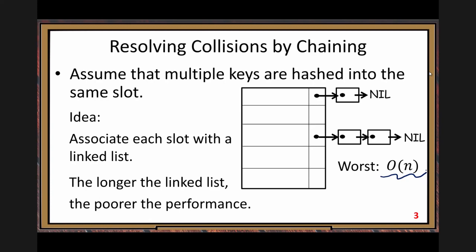We want to have close to big O of 1. So the length of the linked list should not be too long. The best, we want to have big O of 1. You can have 2, 3, just some number, but not too big. Average, we also want to have big O of 1. So that's resolving collision by chaining.